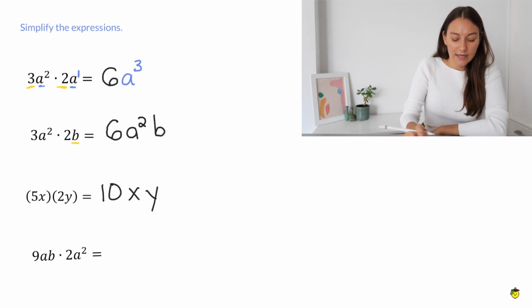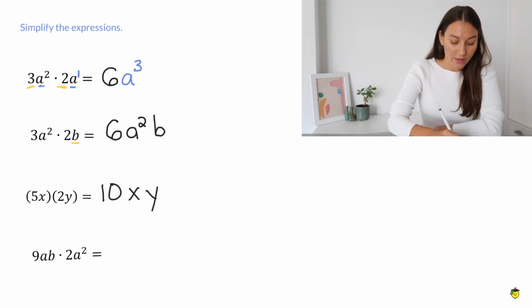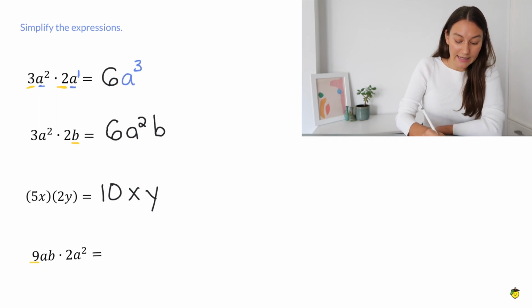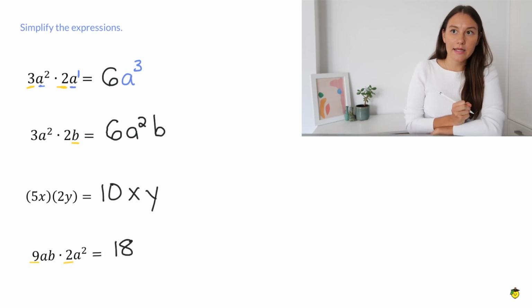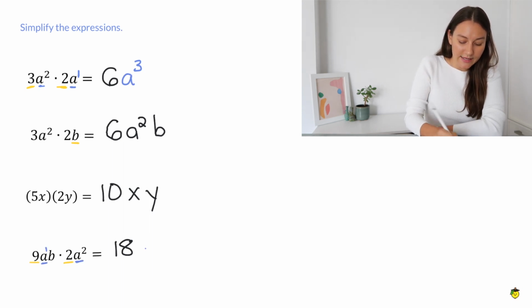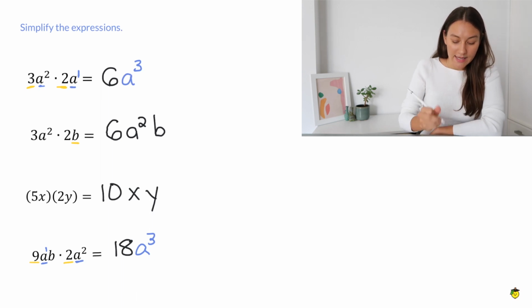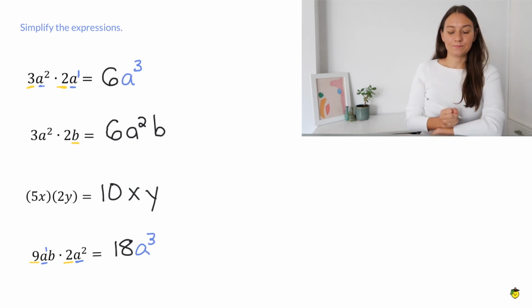Okay, let's take a look at a slightly challenging one. 9ab times 2a squared. Okay, so the 9 and the 2, I'm going to multiply, and I'm going to get 18. Then I get a times a squared, and I know from the first problem that's a to the third, right? It's just like saying a to the first times a squared. I'm going to add my exponents. And then I'm just left with that b. So I get 18a cubed b.